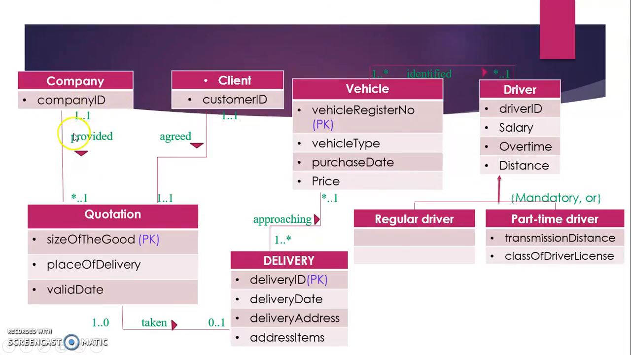The multiplicities are 1 to 1, many to 1, then 1 to 1, 1 to 1. Then for quotation, it is 1 to 0, 0 to 1, and 1 to many, many to 1, then 1 to many, then many to 1. This is the overall assignment 1 EER diagram.